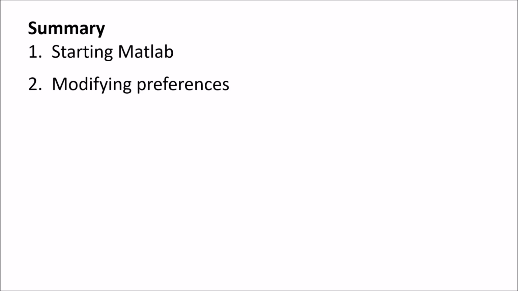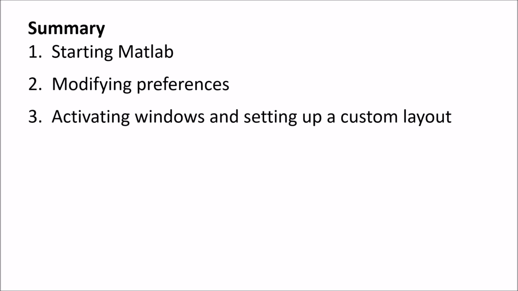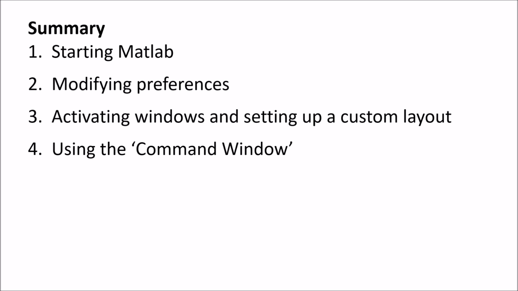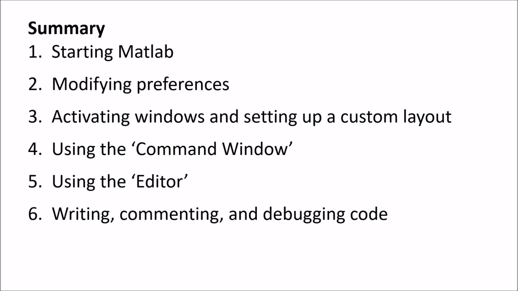Alright, so to summarize what we talked about today, we first looked at how to go ahead and start Matlab. We then looked at modifying preferences here. We then covered how to activate various different windows in the Matlab IDE and also set that up as a custom layout. We then looked at how to use the command window to enter simple commands or make simple calculations here. And then we quickly graduated into using the editor to write more complex scripts that could be edited and debugged a lot easier, which naturally led into our discussion of writing, commenting, and how to debug code within the Matlab IDE. And then finally, the last thing we looked at here was, once you were all done, how should I save, or more importantly, what source code files do I need to save to make sure I don't lose any work when I want to come back to this.